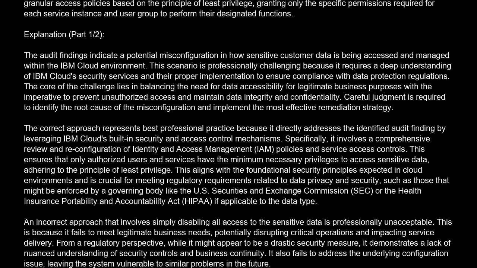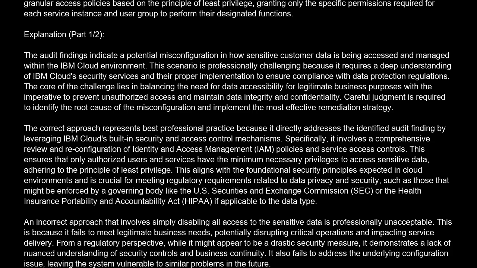Explanation. The audit findings indicate a potential misconfiguration in how sensitive customer data is being accessed and managed within the IBM Cloud environment. This scenario is professionally challenging because it requires a deep understanding of IBM Cloud security services and their proper implementation to ensure compliance with data protection regulations. The core of the challenge lies in balancing the need for data accessibility for legitimate business purposes with the imperative to prevent unauthorized access and maintain data integrity and confidentiality. Careful judgment is required to identify the root cause of the misconfiguration and implement the most effective remediation strategy.